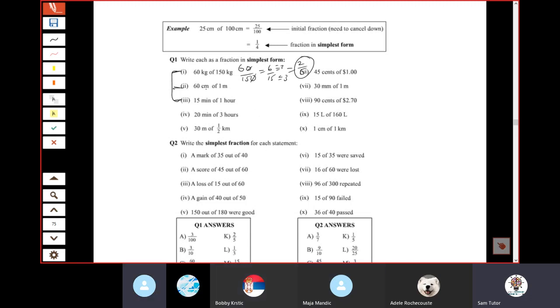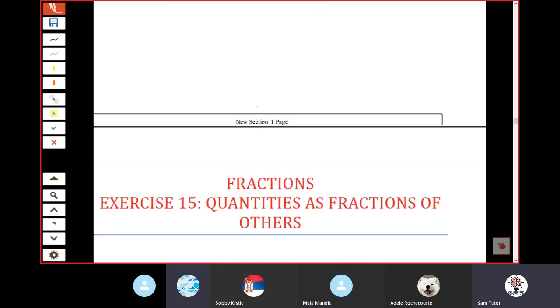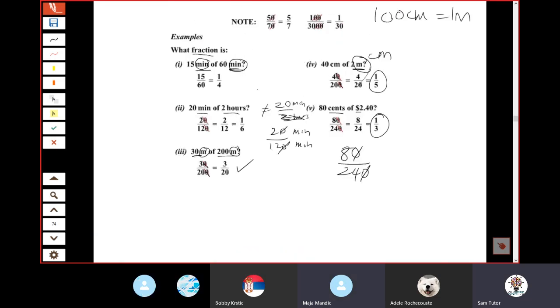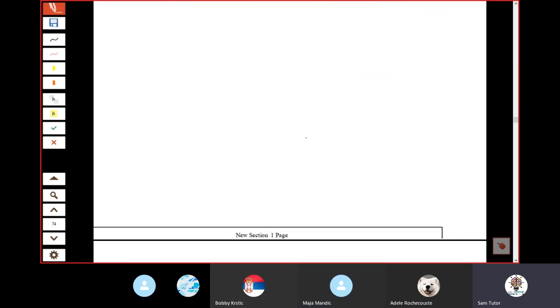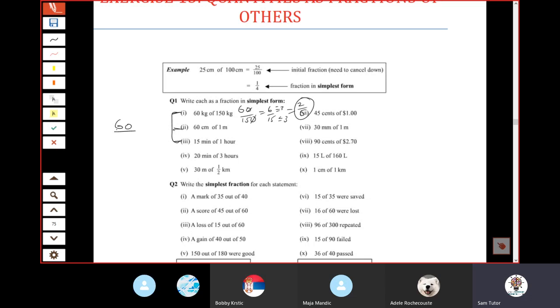Okay. Next one. 60 centimeters of 1 meter. Maya, do you want to do that one for me? So where are you going to write 60 on? I'm confused because I wasn't here when you read it. Oh, so you weren't here when we were doing these questions? No. Oh, okay. You've got to let me know before you go.